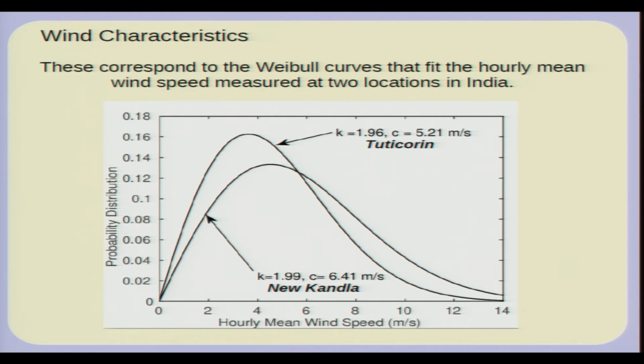Okay. So, of course, when you read this, you would say that the wind speed mostly lies in this region in Tuticorin, while it lies in this region in New Kandla. Okay. So, that is roughly the wind speed.